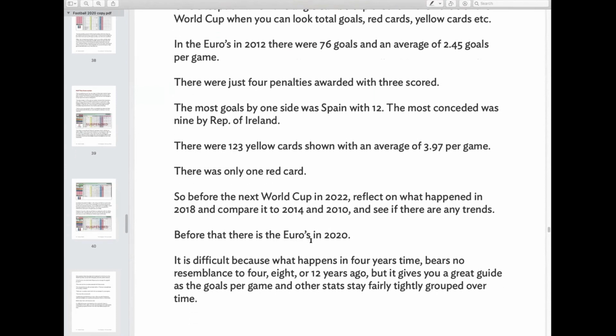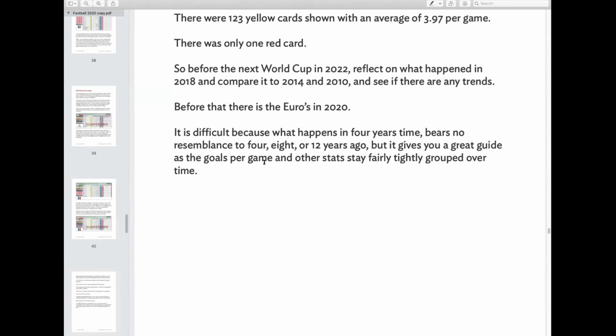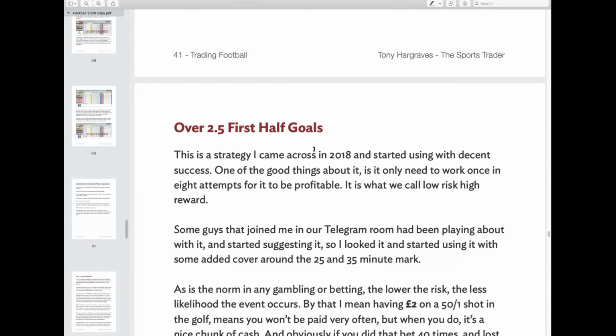We were supposed to have the Euros this year, but of course that's probably going to be next year now. So it can be tough because obviously the teams that play in the Euros next year, there's going to be different referees, different conditions, there's VAR now, which means even less goals than normal. We're seeing so many goals ruled out for VAR and stuff. So it's all sort of changed.